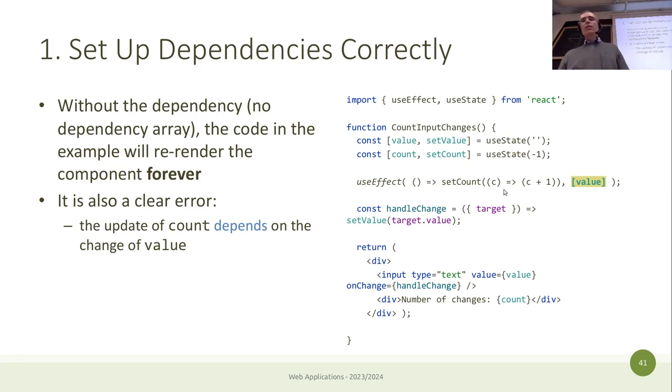So the count will change only when the value will change. Okay? Because it will run at the beginning, and that's why we put minus one. Because at the beginning we have this first time at which the setCount will be called in any case, because the useEffect will call it in any case. So from minus one we go to zero, that is the actual starting value we would like to have in the component, right? And then every time the value changes, and the value changes because the user is typing into the input text, we also change the value, of course, that's the principle of the controlled component. But also the count is increased by one, okay?